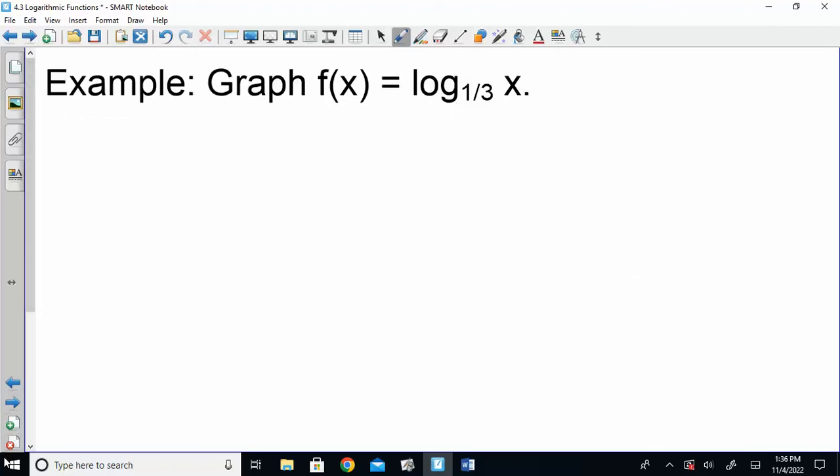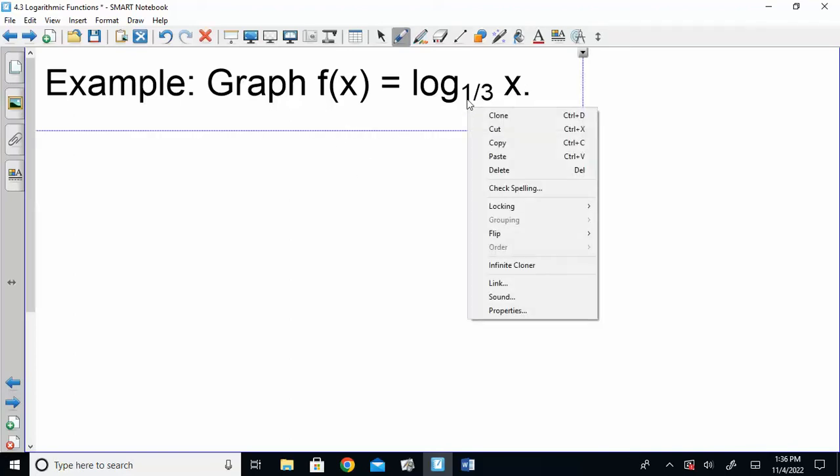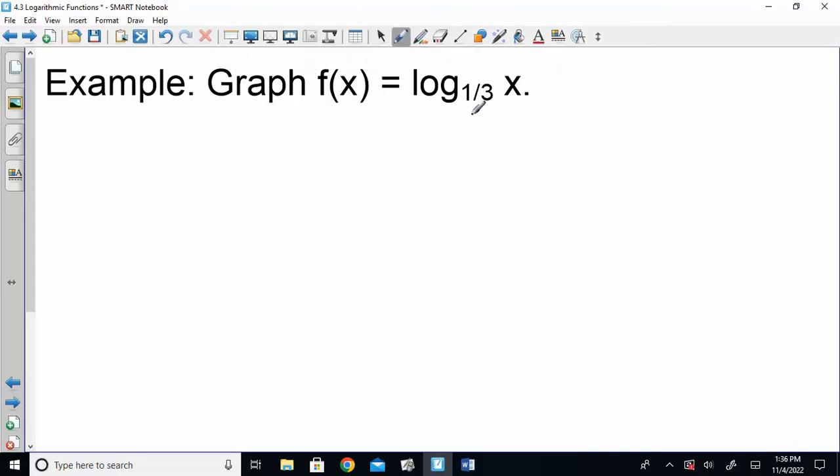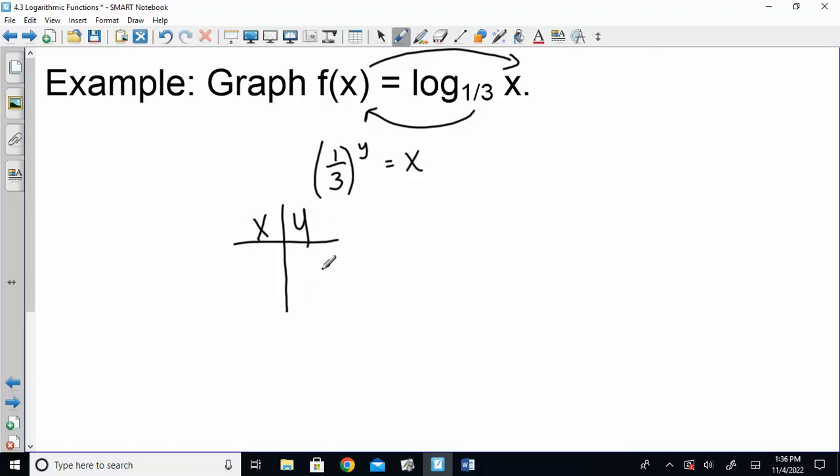So f of x, same thing as y, equals log base 1/3 of x. So we would change it to exponential form. So it would be 1/3 to the y power equals x. So when you make your t-chart, which variable are you plugging your numbers in for? The y, because it's the exponent. What's 1/3 to the negative 1? 3. 1/3 to the 0. And 1/3 to the first.